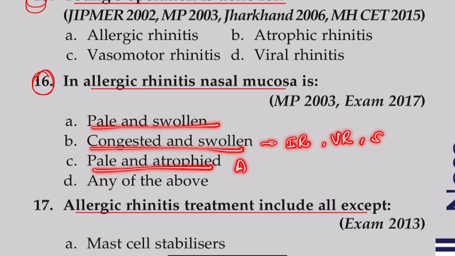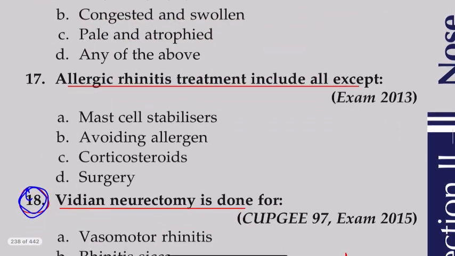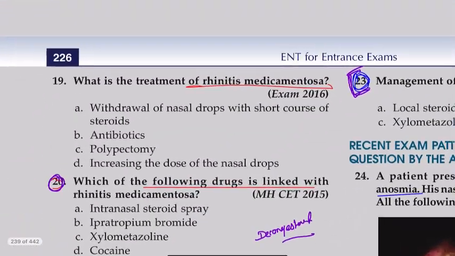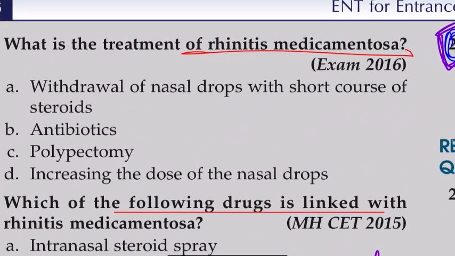Allergic rhinitis treatment includes all except: mast cell stabilizer, yes, that's right; avoiding allergen, right; corticosteroid, that is also right; but surgery is not done here. Vidian neurectomy is done in the case of vasomotor rhinitis, right? Okay, moving to our next question, which is the treatment of rhinitis medicamentosa?